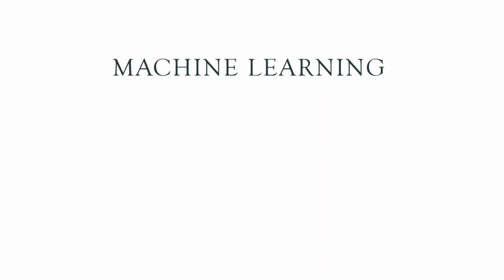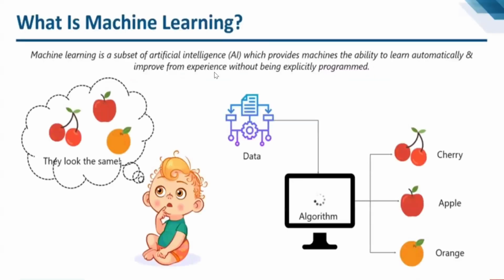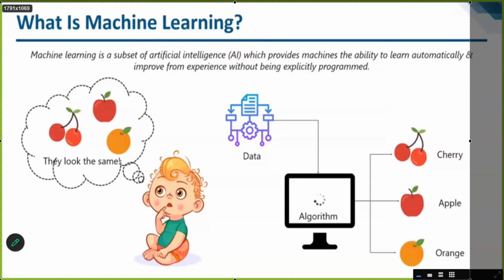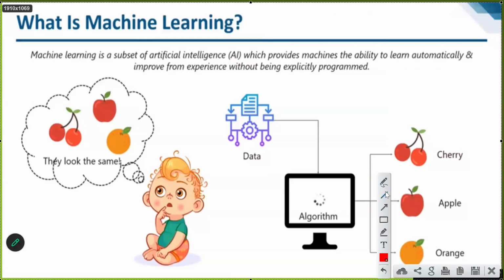What is machine learning? If you see the definition of machine learning, or if you try to understand it, machine learning is a subset of artificial intelligence which provides machines the ability to learn automatically and improve from experience without being explicitly programmed. Many people think that machine learning is pre-programmed, but it is not pre-programmed.